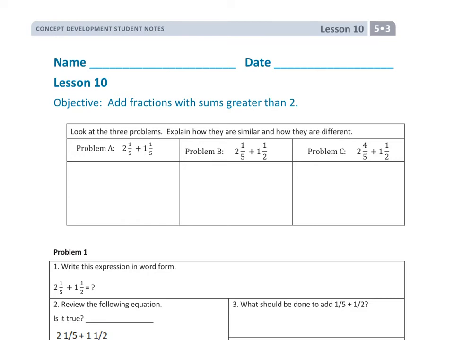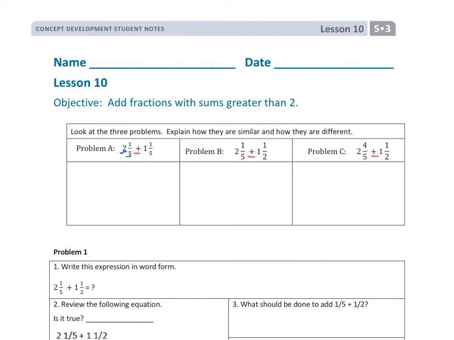Let's get ready to rock some more adding fractions. So take a look at these three problems. How are they similar? How are they different? Well, we can see they're all addition problems. We like addition. It's pretty friendly. And something else I'm noticing about how they're all similar, they all have mixed numbers. They all have a whole number and a fraction in them. But how are they different?